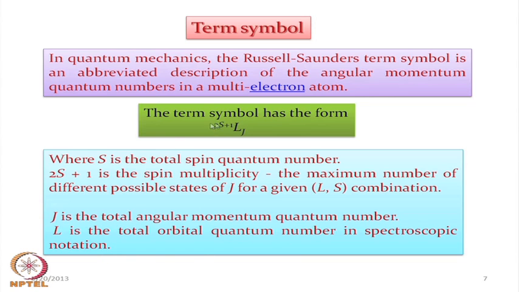So, if we have S value equal to 1, the corresponding multiplicity would be 2 into 1 plus 1, so 2 plus 1 is equal to 3. That means it will be the 3, and we have the corresponding value for L, which is 0 for S, and P, D and F for the other values. So, we can have whether it is a 3D term or a 3F term.